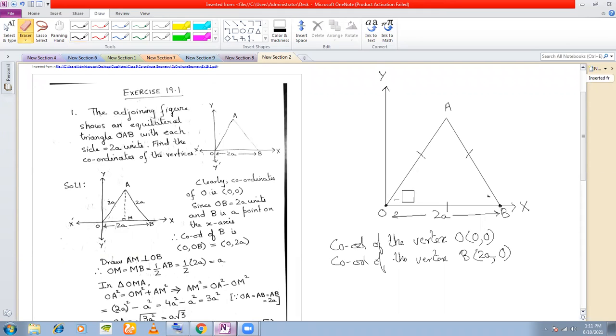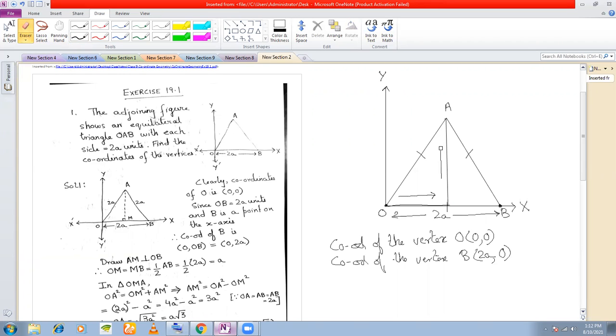Now the only problem is with the coordinates of the vertex A. For this you need to work a little. First of all, in order to reach A, what do you have to do? You first have to move horizontally till this part, and then you have to move vertically. Let me draw lines. First, you will have to move here, and then you will have to move here. Am I right? Yes, sir.